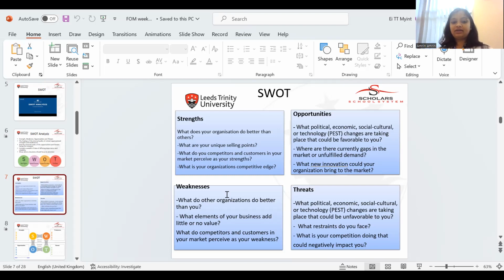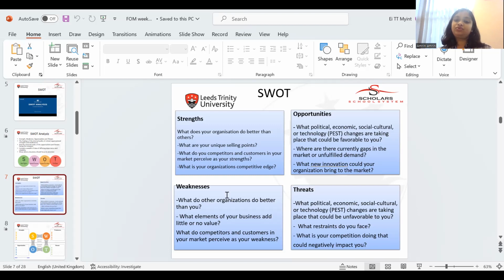And what do competitors and customers in your market perceive as your weakness? Most of the time when customers come, they tell you themselves that this could be better, an item could be better in quality, or in quantity. If somebody is getting more items, then you can get a larger amount of that particular item. So in other words, the customers and your competitors would let you know sometimes that these things can be improved, so you can look after those points as well.